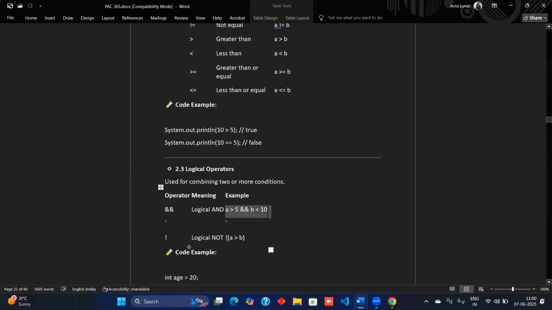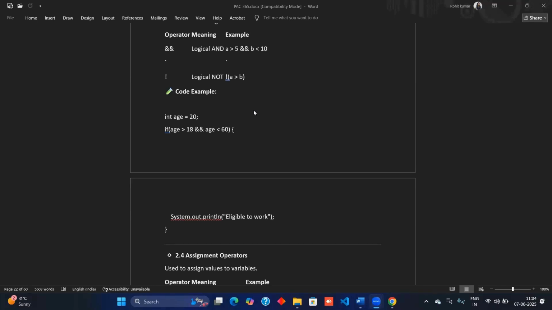And logical NOT. Suppose A is 9 and B is 5. A is greater than B, meaning 9 is greater than 5. Now the final value will be the negation of that. If A greater than B comes out as true, since 9 is greater than 5, then after applying negation it will be false. Logical NOT stands for that.